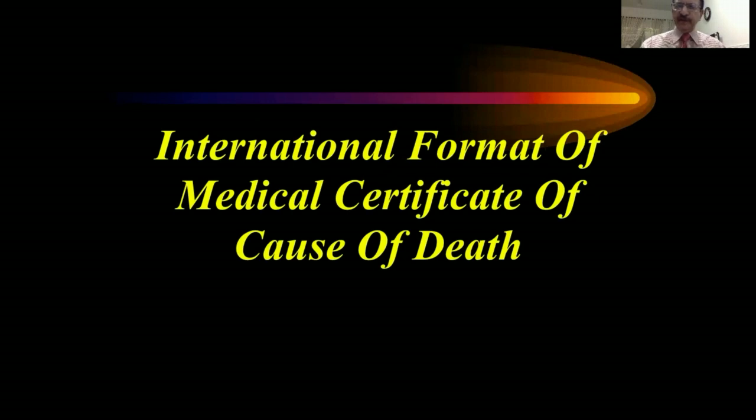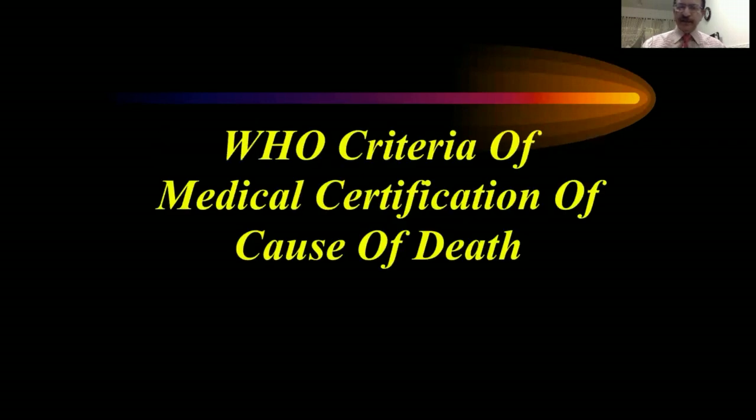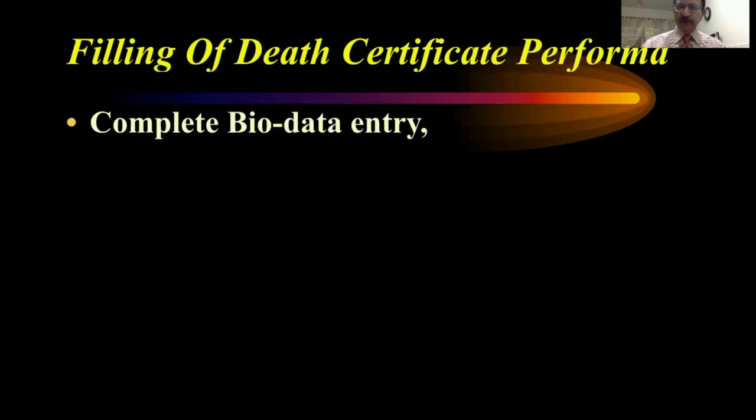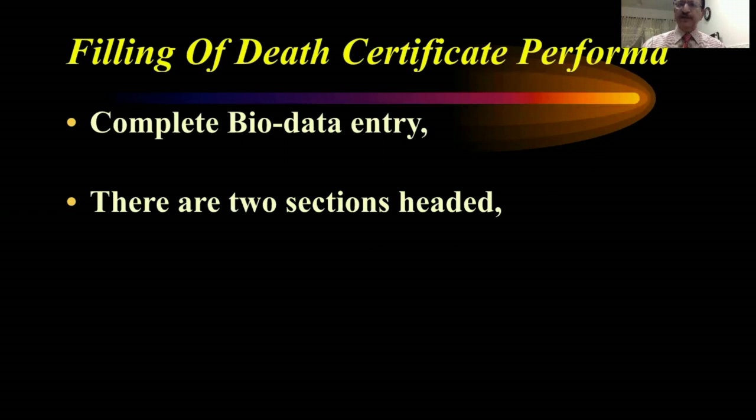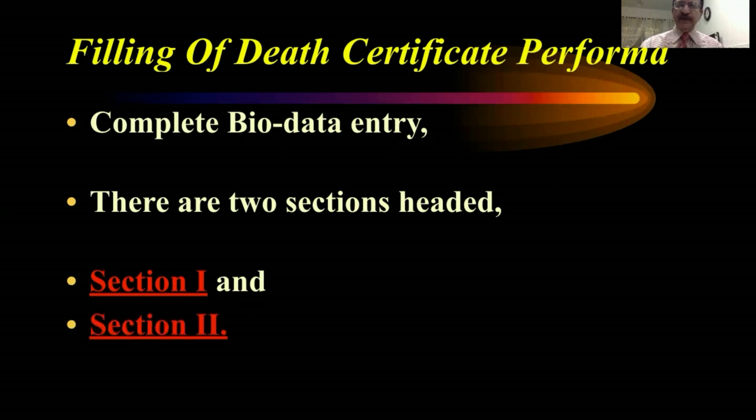Then the international format of the medical certificate of cause of death is based upon the criteria which WHO established for the medical certification of cause of death. That is, filling of the death certificate form with a complete biodata, and there are two sections headed section 1 and section 2. So basically, it becomes three parts. The first part is the complete biodata entry, and then the two sections, section 1 and section 2.